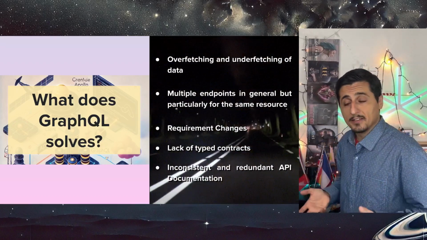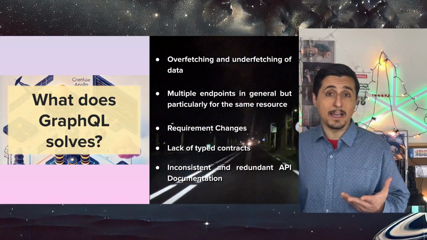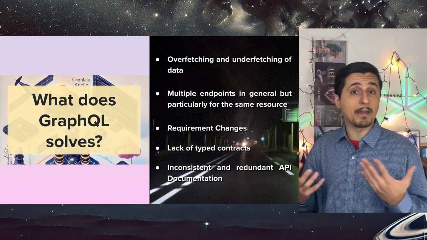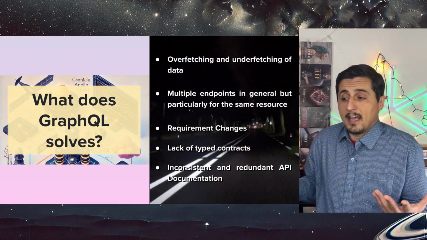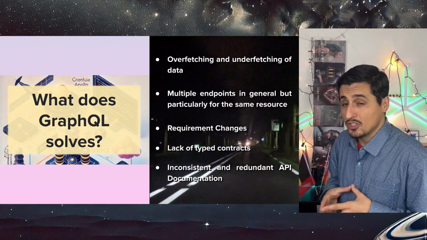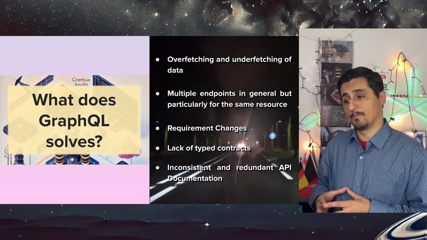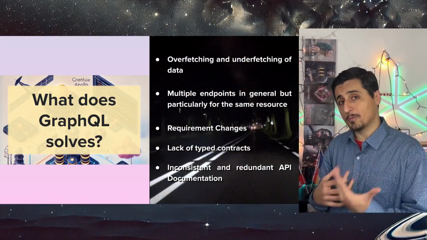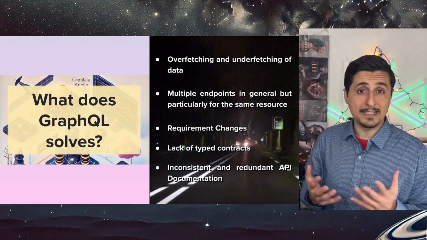Because of that, GraphQL solves the inconsistent and redundant API documentation that we can generate manually. And the idea is that we don't need to make that many changes, at least manually, to our documentation. And when it comes to introspection and knowing what the services do, only one endpoint is necessary.